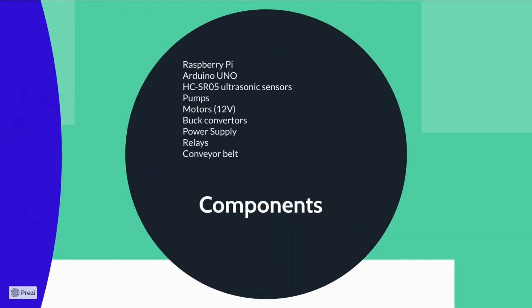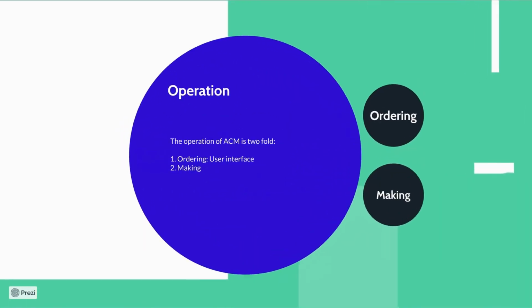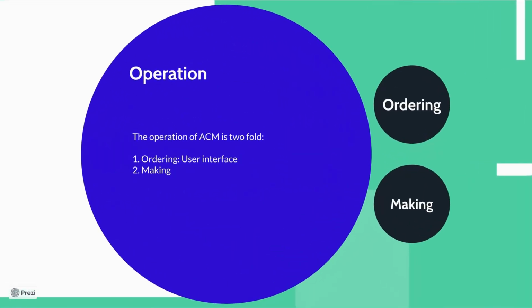These are the components required: a Raspberry Pi, Arduino Uno, HCSR05 ultrasonic sensors, pumps, 12-volt motors, buck converters, power supply, relays, a conveyor belt. The operation of ACM is twofold: ordering, which is based on user interface, and making.